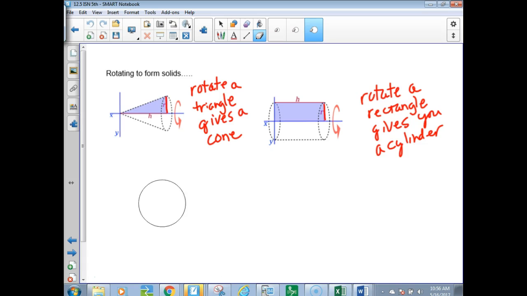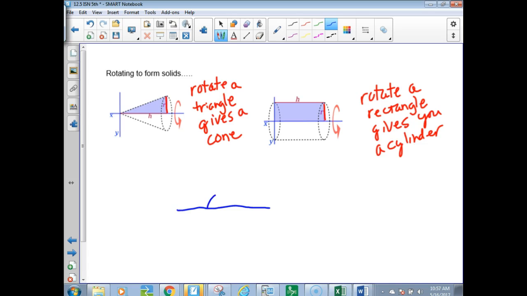I'm just going to have you copy those into your ISN, please. That makes sense to you? So while you're writing that, what if you rotated a semicircle? Yes, you would get a sphere. You don't need to have that one, but you'll need to know these two for sure for finals.